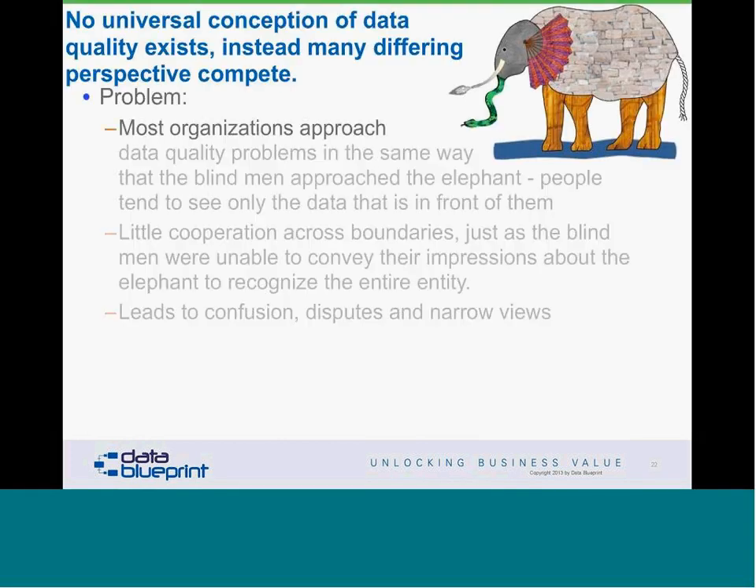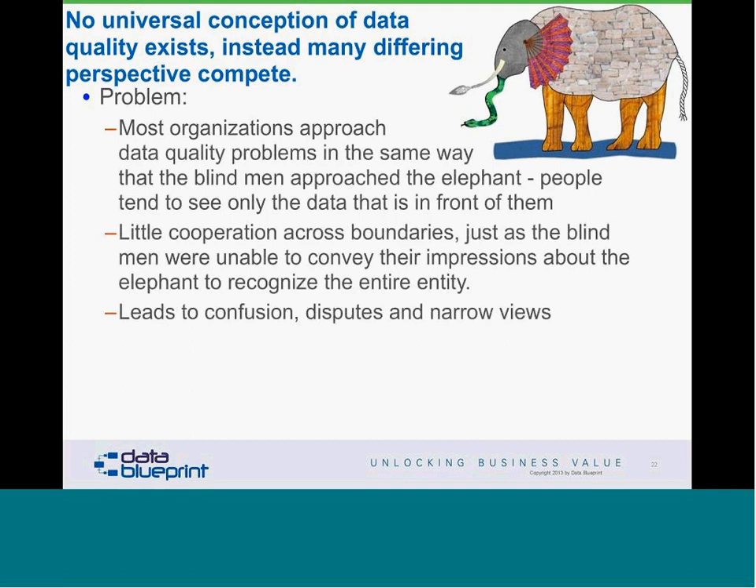And yes, this is true about data quality too. Most organizations approach data quality in the same way the blind people approach the elephant. They only tend to see the data that's in front of them relative to one particular process. And that is a problem. There's little cooperation across boundaries. It leads to confusion, disputes, and narrow views.